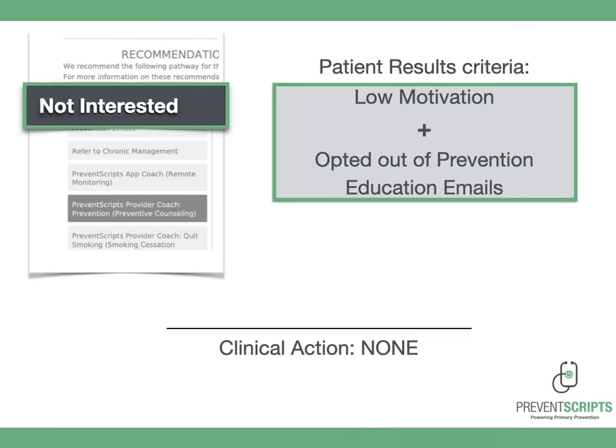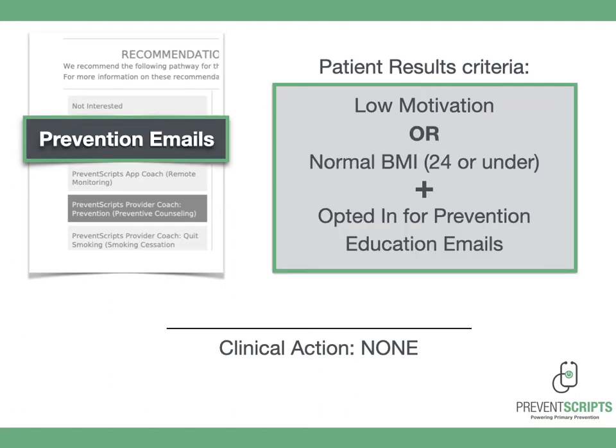Option 1, not interested. This means the patient has indicated low motivation and is not interested in receiving any more information at this time about PreventScripts. There is no clinical action for this recommendation. Option 2, prevention emails. This means the patient has either indicated low motivation or has a normal BMI and has opted into receiving PreventScripts education emails. There is no clinical action for this recommendation.